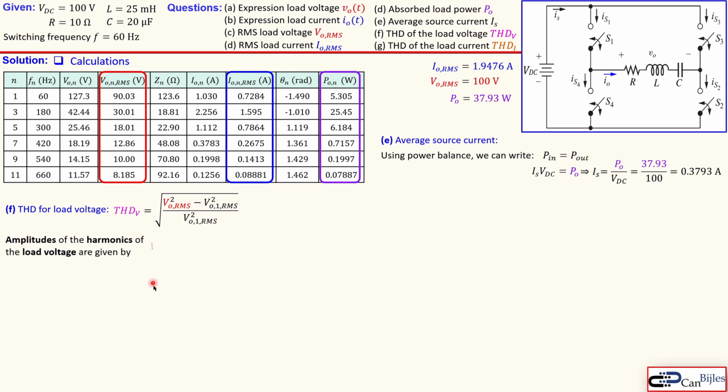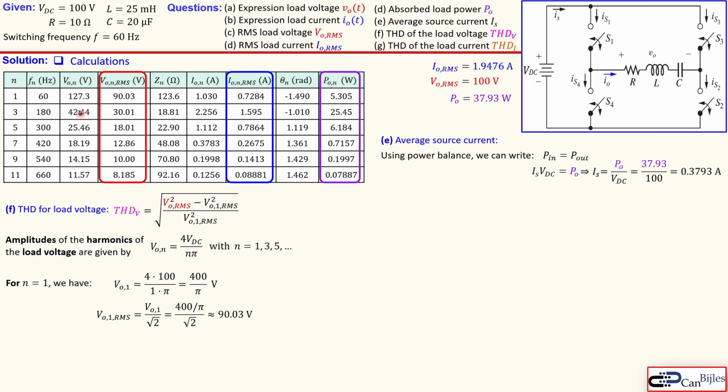And we know again, for repetition, that this was the expression for the components, the harmonics of our load voltage, and we only add all the components. Now for the first one, we can calculate this one: 400 over pi is 127.3, and if you divide by the square root of 2, you actually get this one, which is 90.03 volts.